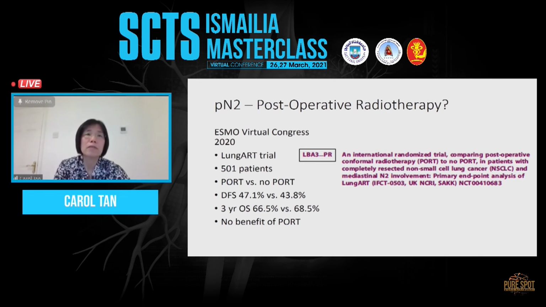So post-op radiotherapy for N2 disease. There's a question mark in the brackets in the previous slide because that question wasn't answered until now. This was a randomized study presented last year at the ESMO Virtual Congress, where they randomized 501 patients who were found to have N2 disease postoperatively to either having postoperative radiotherapy or no postoperative radiotherapy. And they found that actually there was no survival advantage for those who underwent radiotherapy. So it's no longer being advised routinely for N2 disease.